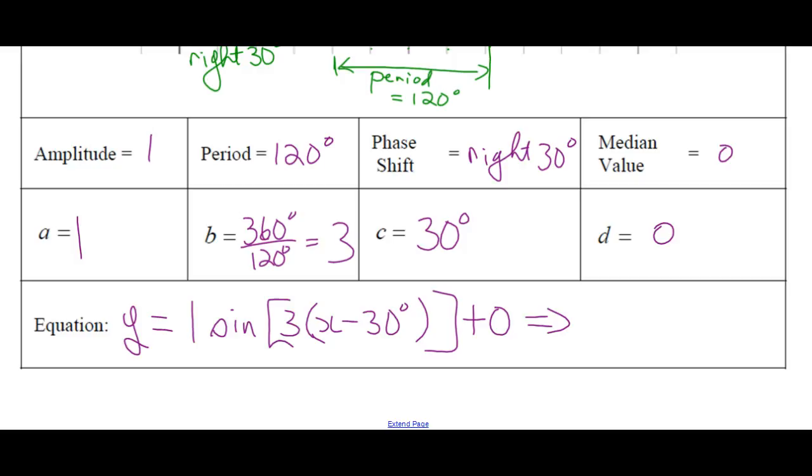Then we're just going to write this as y is equal to sine [3(x minus 30 degrees)]. Done. y is equal to sine [3(x minus 30 degrees)].